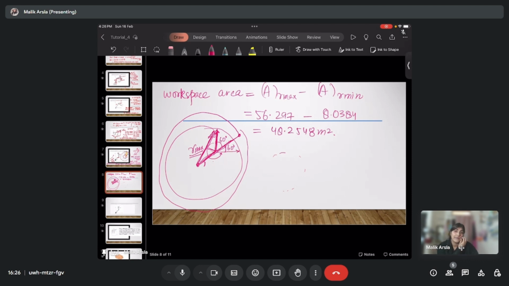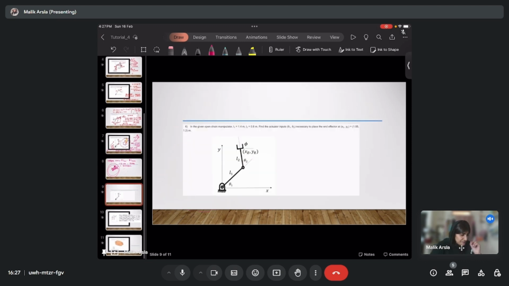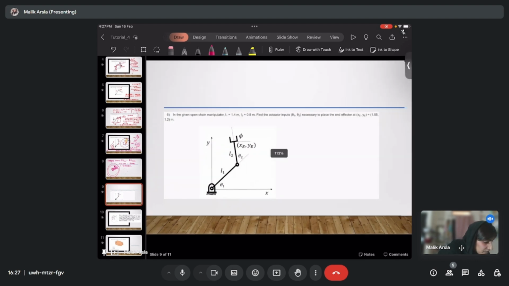Clear? Yes, ma'am. So when you study these things for the first time, you may not be able to understand it clearly. So you can visualize it, think over it. Watch some animation videos on YouTube so that you can get an understanding of what workspace is, and how the robotic manipulators move. So let's move to the next question.